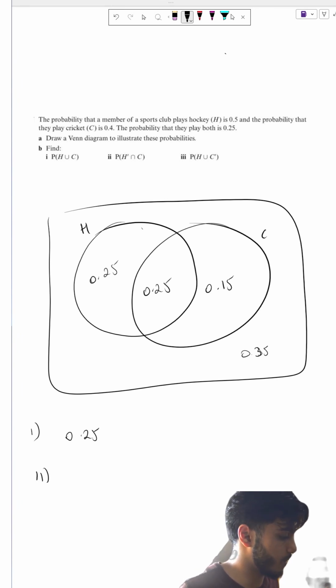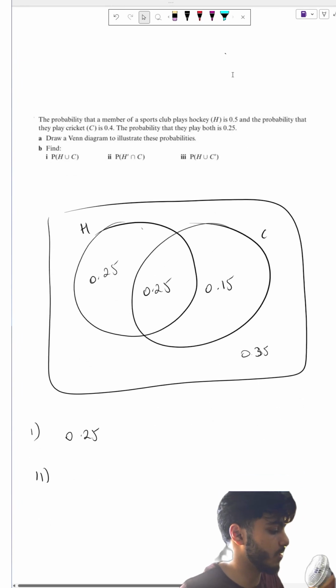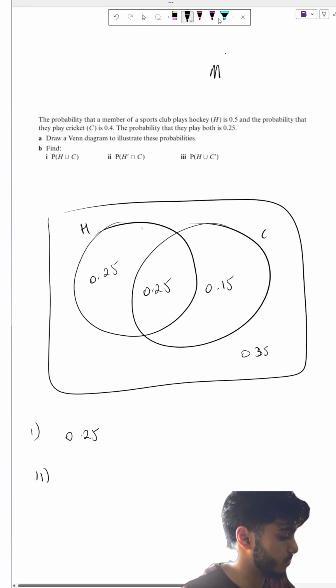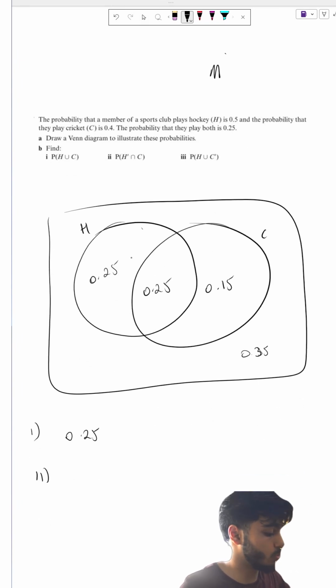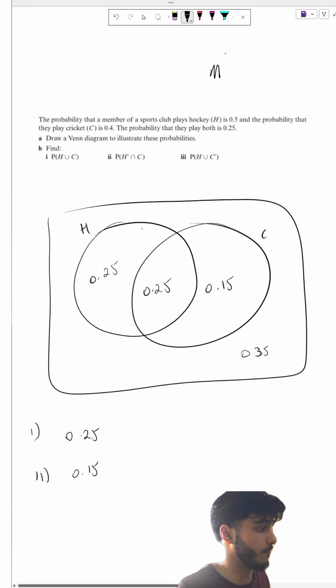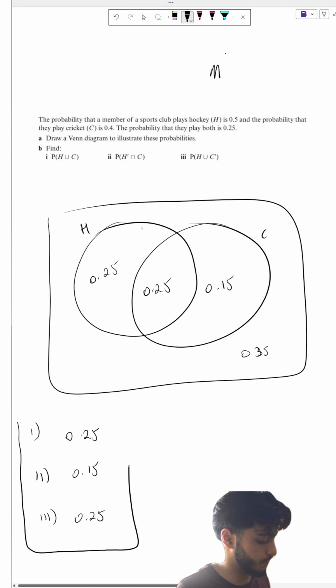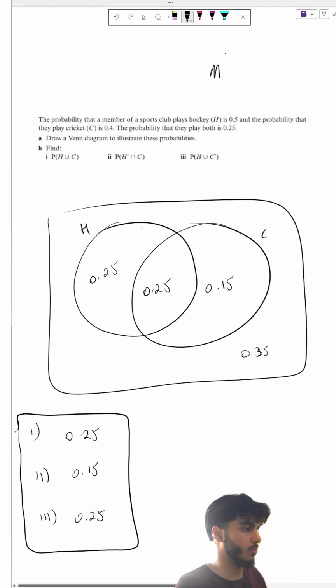If we go to my highlighter, it's not selecting my highlighter. You know what, whatever. So I don't want H, but I do want C. So that's going to be 0.15. Not C, but I want H. That's going to be 0.25. There we go. Like so. Very nice.